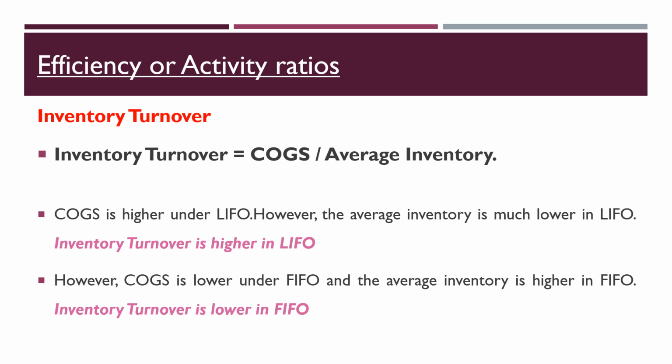When it comes to FIFO method, the cost of goods sold is lower under FIFO and the average inventory is higher. Therefore, the inventory turnover is less in FIFO method. For analytical purpose, LIFO provides the most useful cost of goods sold, while FIFO provides the most useful inventory measure.